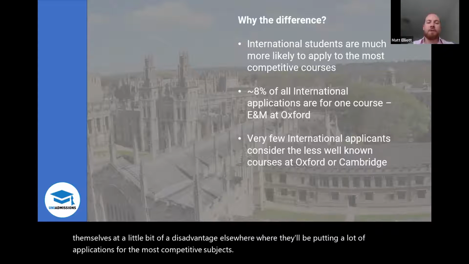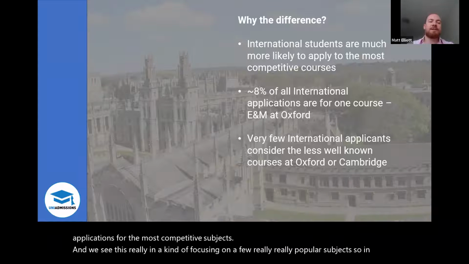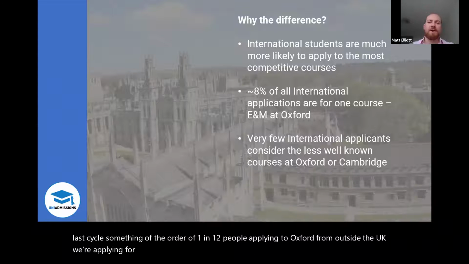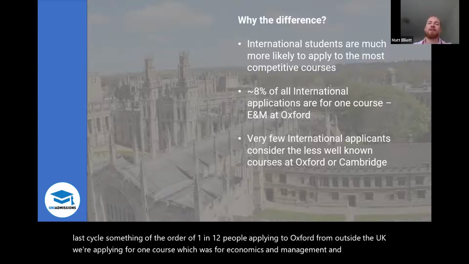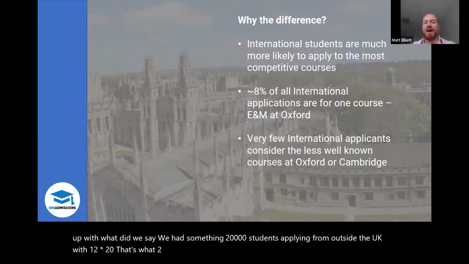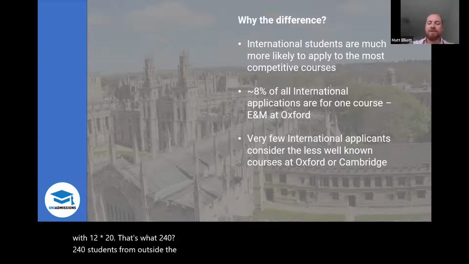We see this really in a focus on a few really popular subjects. In the last cycle, something of the order of 1 in 12 people applying to Oxford from outside the UK were applying for one course, which was economics and management. We had something like 20,000 students applying from outside the UK, so you end up with 12 times 20, that's 240 students from outside the UK applying for that one subject.